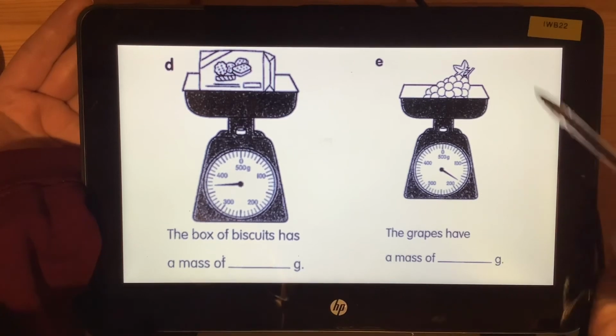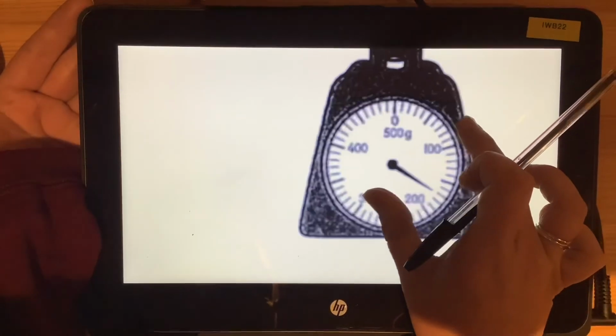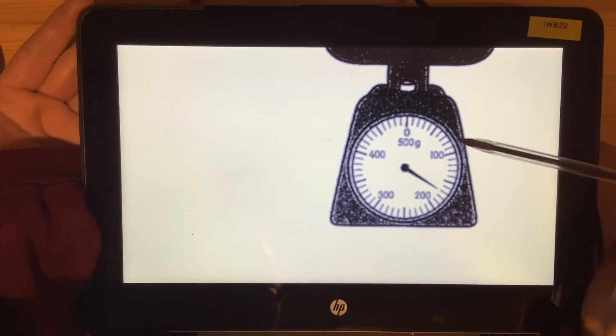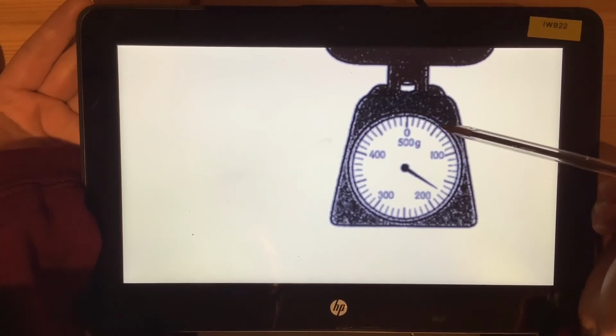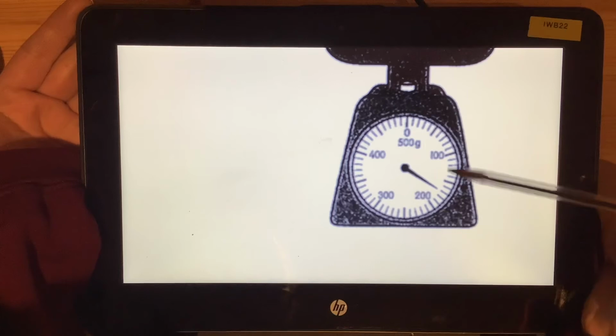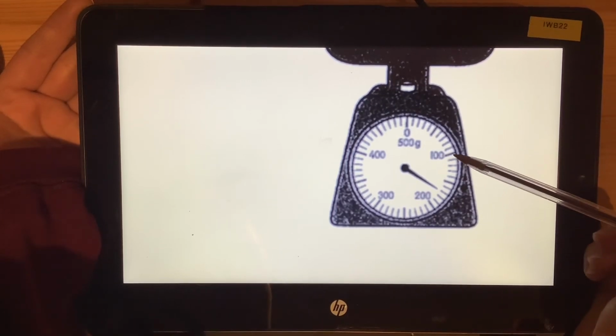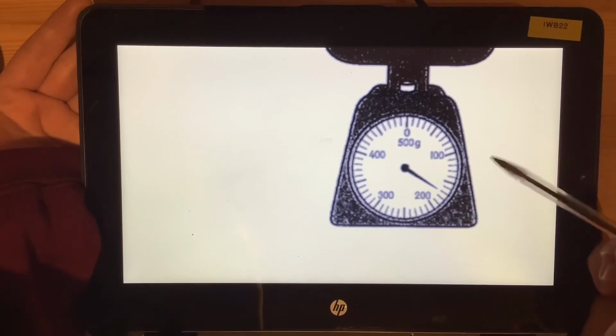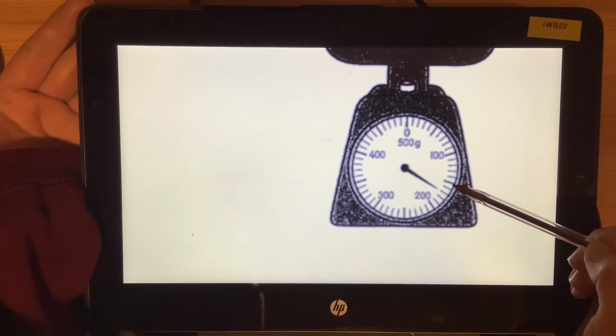Lastly, the grapes. We know that from here to here is 100. So from here to here must be 50 because it's halfway. Again, we're going up in tens to get from 10, 20, 30, 40, 50 all the way up. So here is 100. We've got another halfway marker here between 100 and 200, which means this must be 150.